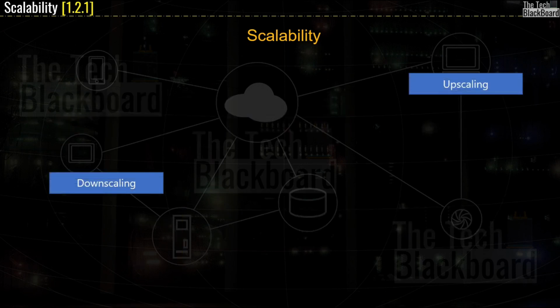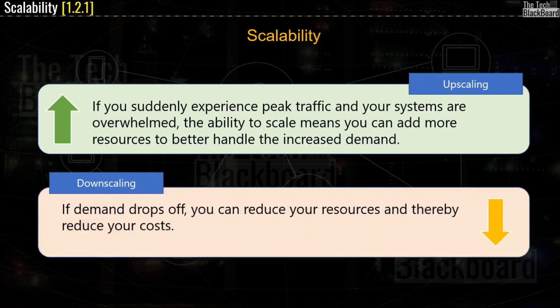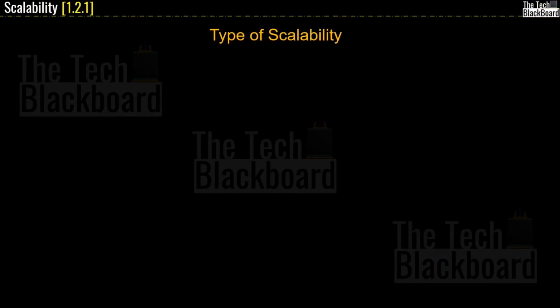Friends, please pay attention that scalability includes both upscaling and downscaling. As per Microsoft Azure, if you suddenly experience peak traffic and your systems are overwhelmed, the ability to scale means that you can add more resources to better handle the increased demand. On the other hand, if the demand drops, you can reduce your resources and thereby you can also reduce your cost. Now let's check out what are the different types of scalability.